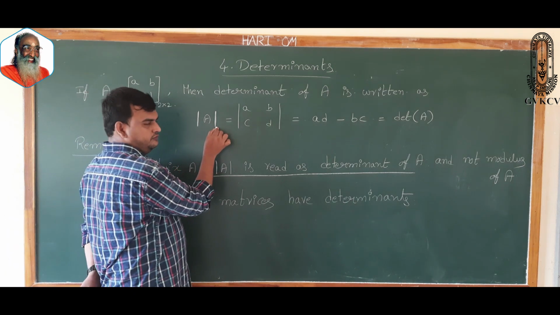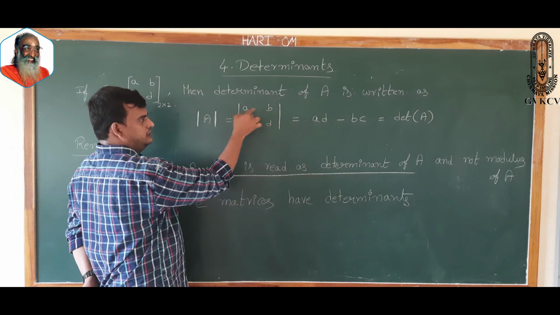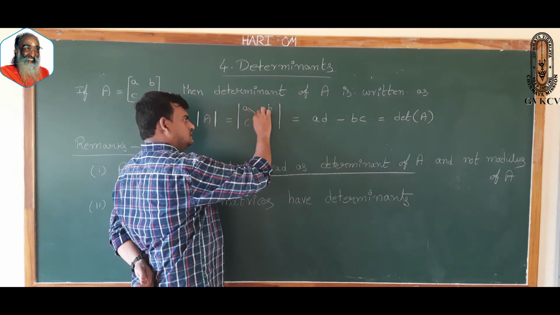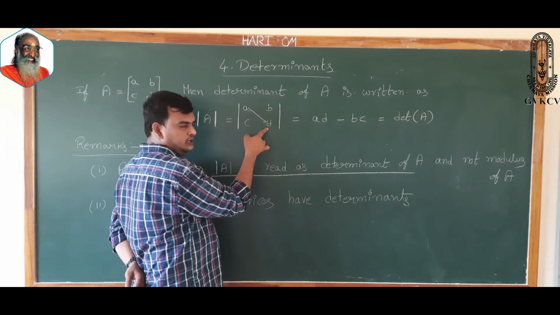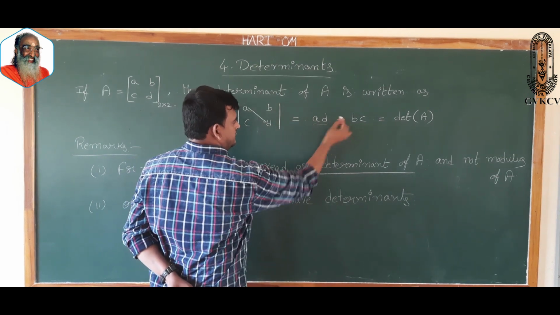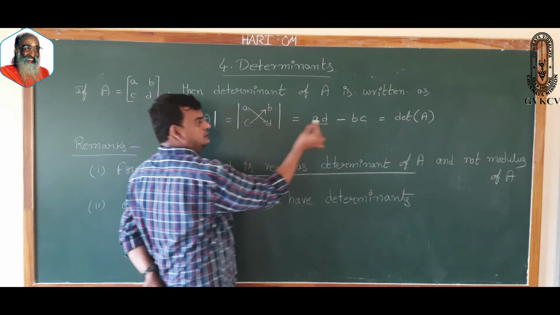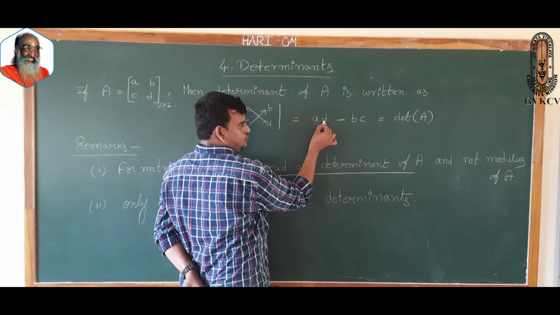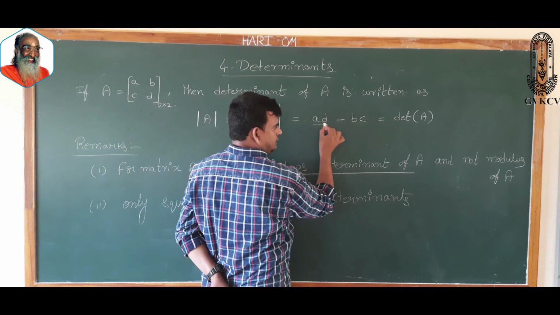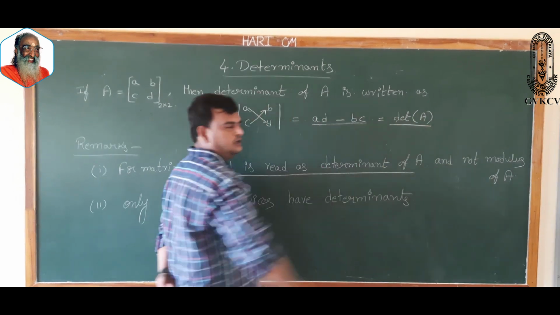So determinant of A is equal to the determinant of the matrix with elements A, B, C, D. How to get the determinant? We have to go for cross multiplication. First we multiply the diagonal elements, A into D, AD, minus these two cross product B into C, BC. So A into D minus B into C, AD minus BC, gives one constant value. This constant is known as det of A.